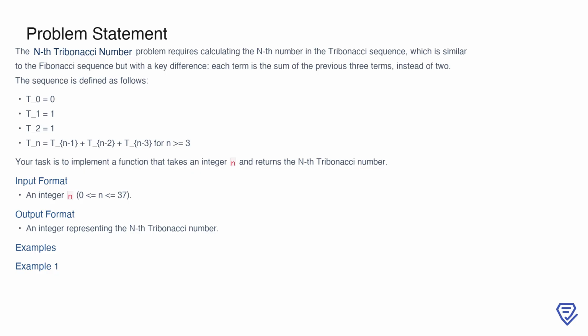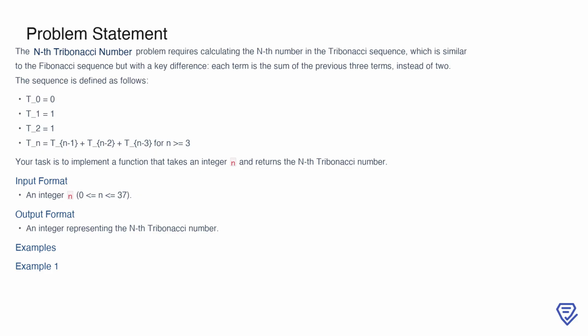The Tribonacci sequence is a mathematical progression similar to the Fibonacci sequence, but with a key difference. Instead of each term being the sum of the two preceding terms, in the Tribonacci sequence, each term is the sum of the three preceding terms. The sequence begins with t_0 equals 0, t_1 equals 1, and t_2 also equals 1. For any term where n is greater than or equal to 3, the value of t_n is calculated as the sum of t_(n-1), t_(n-2), and t_(n-3).